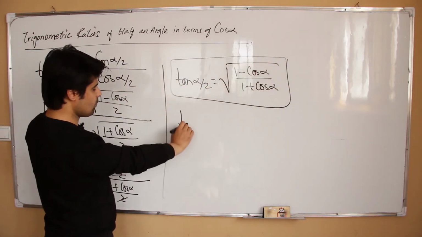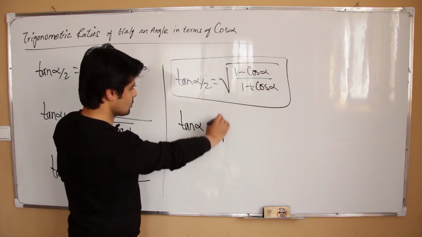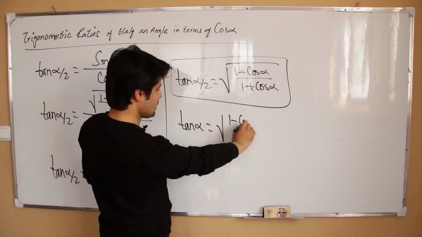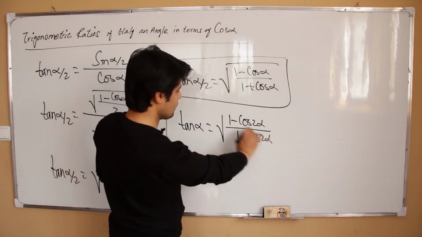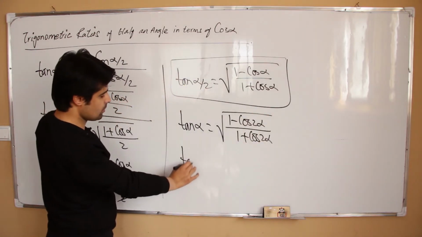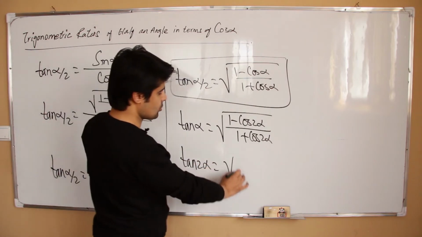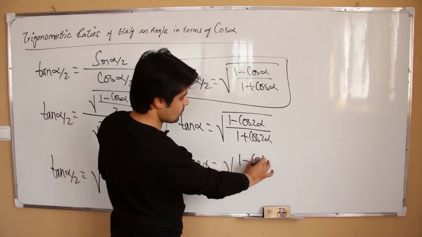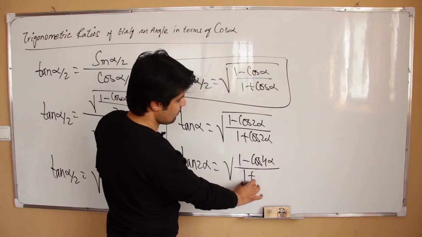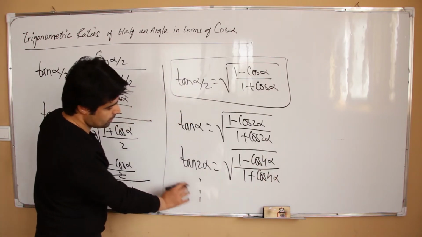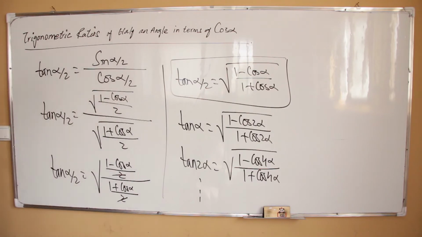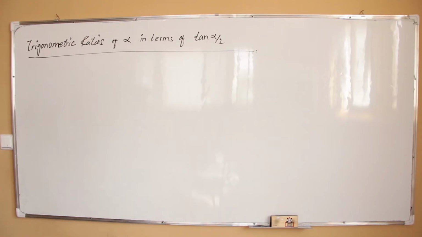Or if I want to write this one for alpha, so it should be 2 alpha, 1 minus cosine of 2 alpha divided by 1 plus cosine of 2 alpha. If I use this one for 2 alpha, it should be 4 alpha, 1 minus cosine of 4 alpha and 1 plus cosine of 4 alpha. Like this one, you can write the other terms. Write it please.